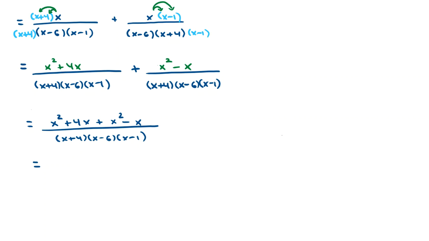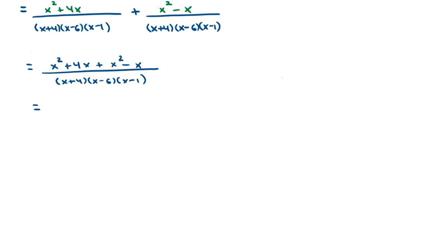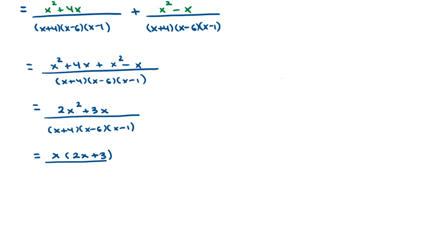And then check to see if there's anything in the numerator that combines, i.e. like terms. And it looks like we do have some like terms. x squared plus x squared gives us 2x squared. 4x minus x gives us positive 3x. All over, you guessed it, the LCM, x plus 4, x minus 6, x minus 1. Last but not least, it looks like there's a GCF of x in the numerator, so we'll take that out. Left over is 2x plus 3. And that's all on top of, you guessed it, another copy of the LCM.